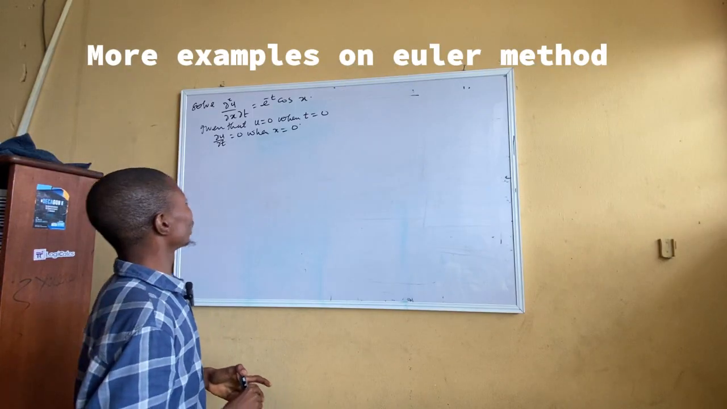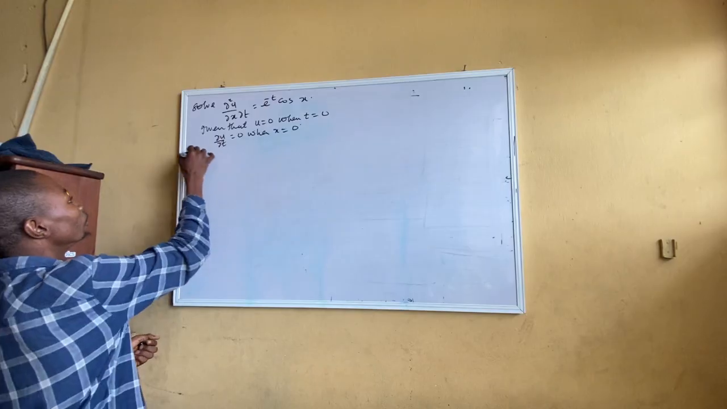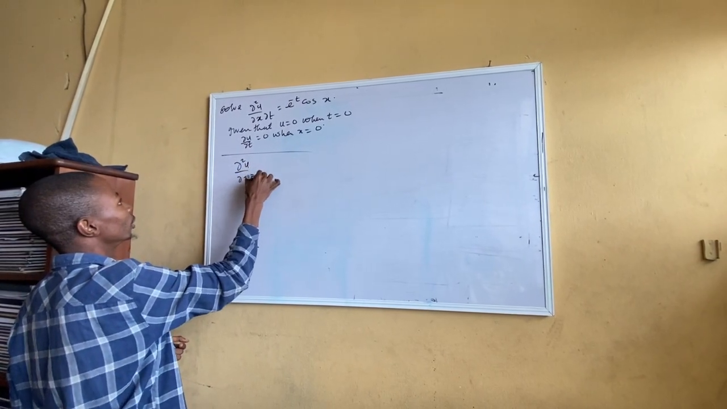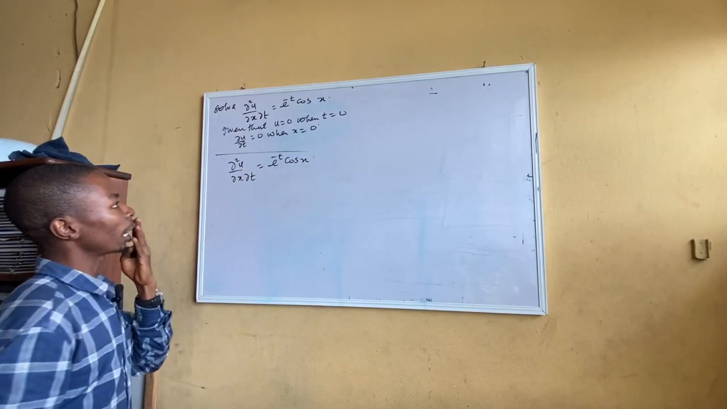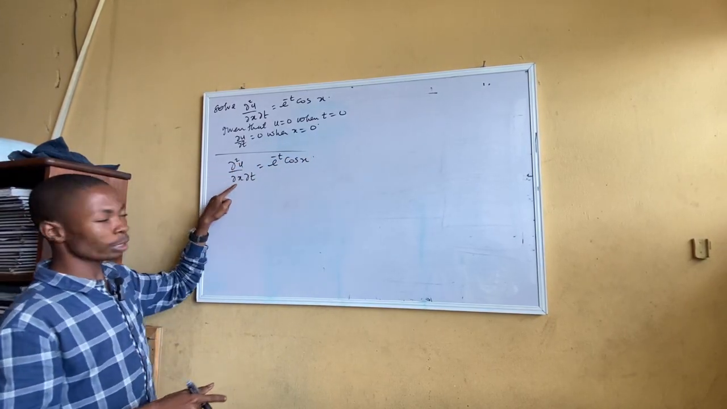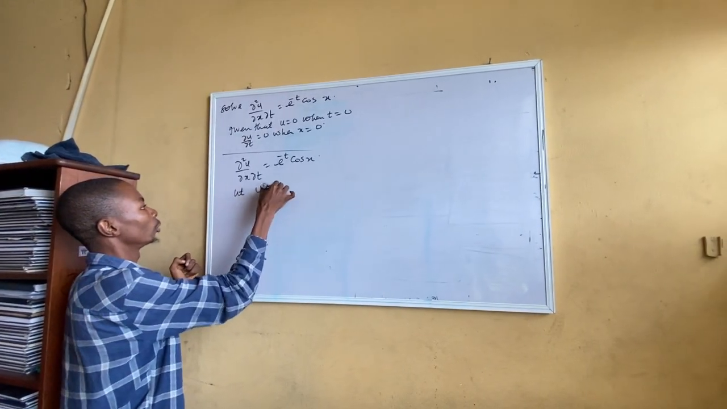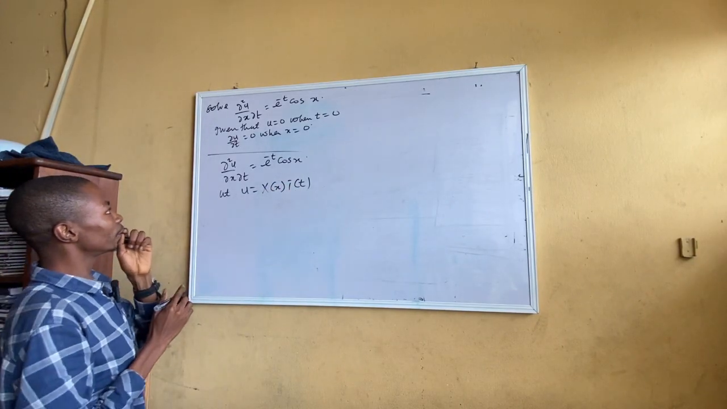All right, so this is another example. Let's solve this: d square u over dx dt equals exponential minus t cos s. So let's try another one. u is a function of what? x and t. According to Euler's method, we are going to say let u equal X of x, T of t, right? So what do we need?